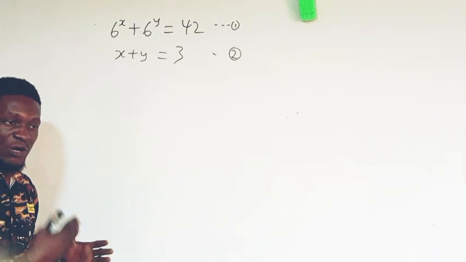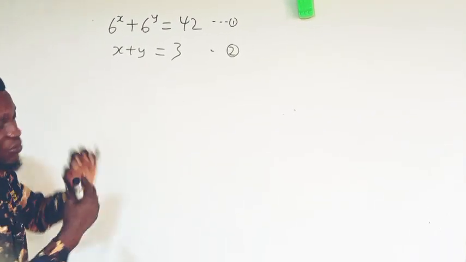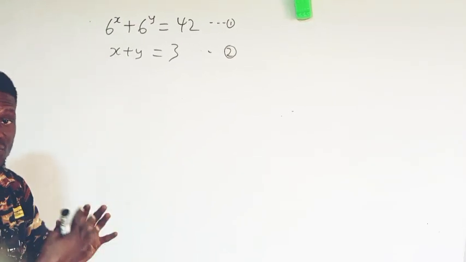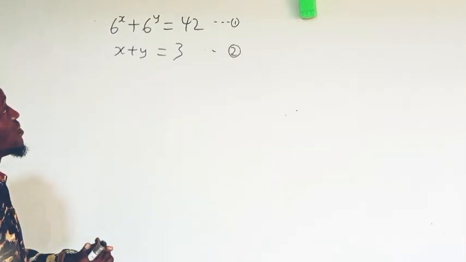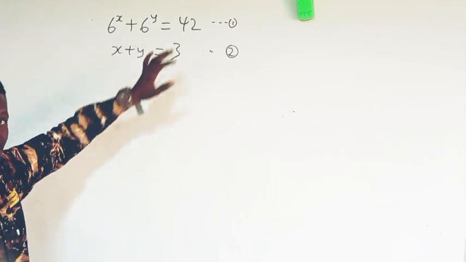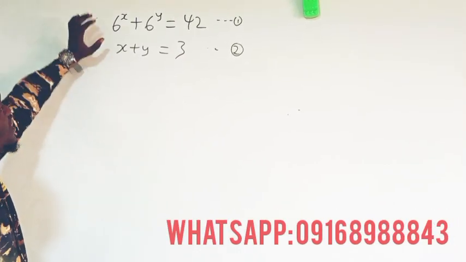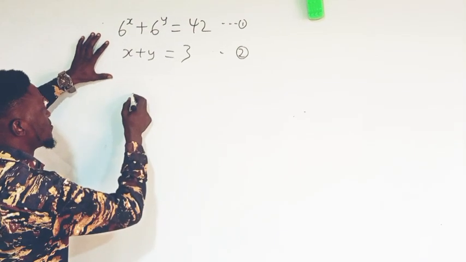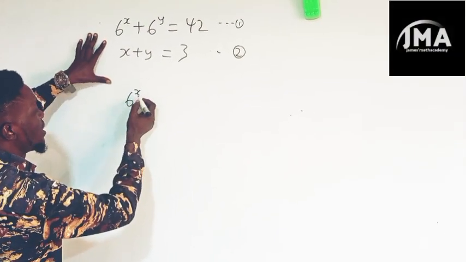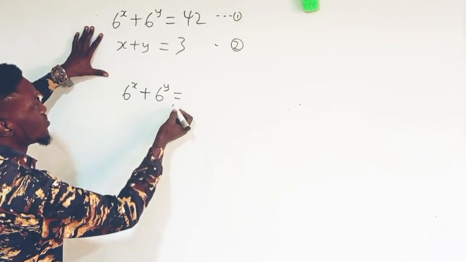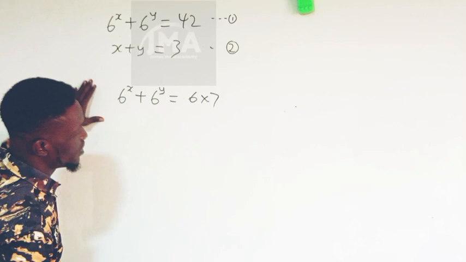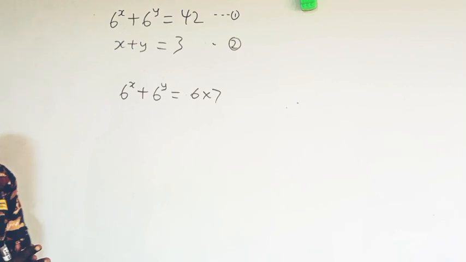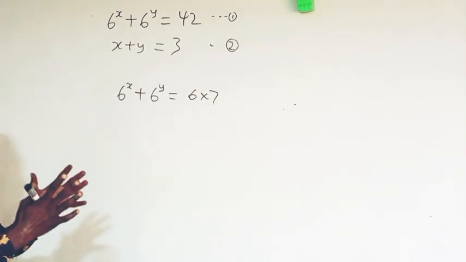One of those numbers must have 6, because we want to have this base there. So the two numbers that you can use are 6 times 7. Okay, so 6 times 7 gives me exactly 42. So let's concentrate on this equation 1. This can be written as 6 raised to power x plus 6 raised to power y is equal to 6 times 7.